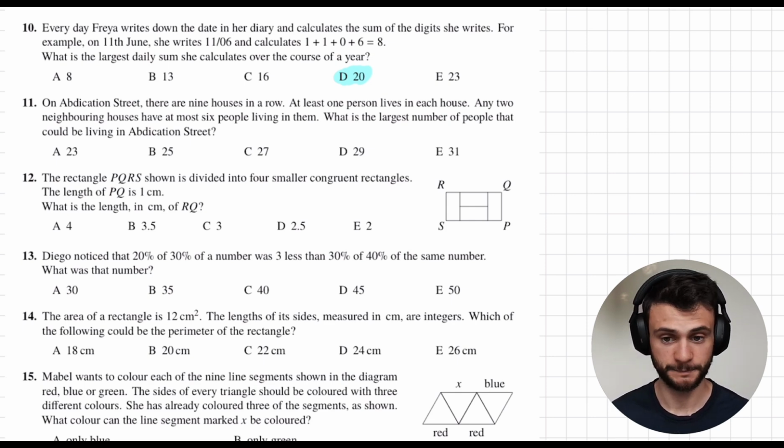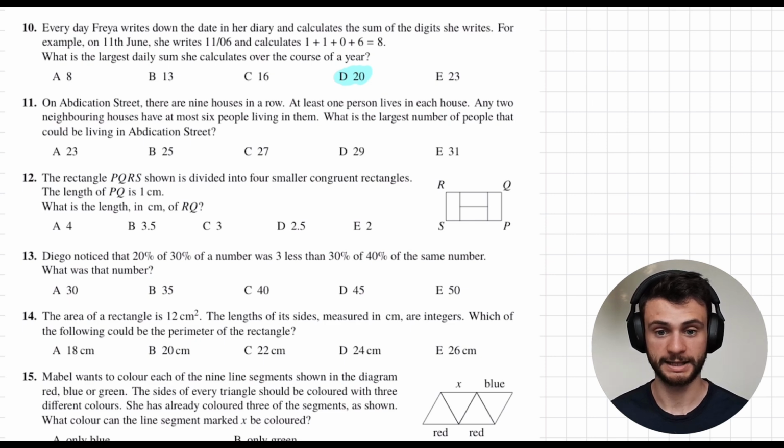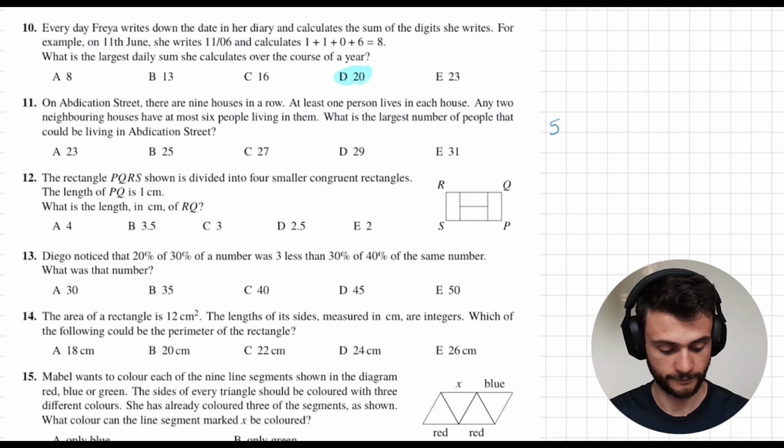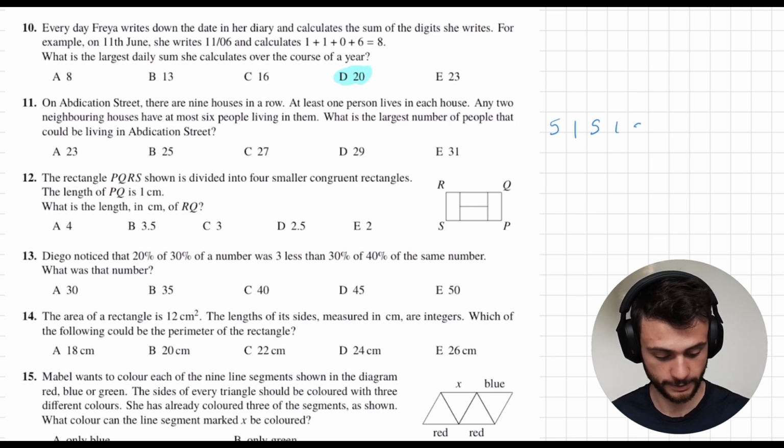So you can't have 6 people in the end house because then you'd have to have 0 people in the neighbouring house, and it says at least one person lives in each house. So we start with 5 at one end and 5 at the other end. It's going to go 5, 1. That forces the next house to be 5 because you want to make it as large as possible. 1, 5.